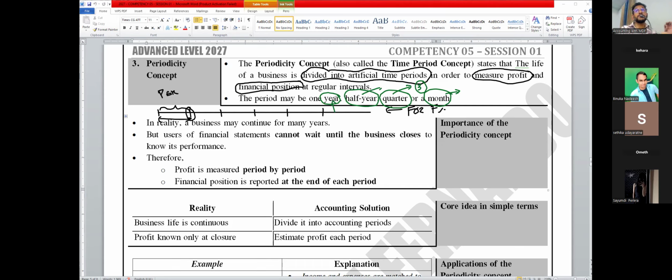It's very important for you to understand the relevant period before you answer any question.